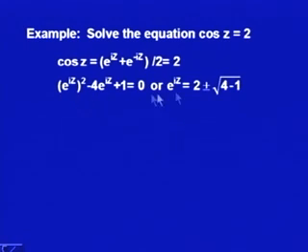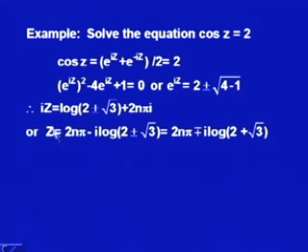And this is a quadratic in e^{iz}. So, e^{iz} is equal to 2 plus minus under root 4 minus 1, and that means iz is equal to log(2 + √3) + 2nπi, this is the general expression, and z is equal to 2nπ minus i log(2 ± √3), or we can say it is 2nπ ∓ i log(2 + √3). So, this is the general value for z which will satisfy this equation.